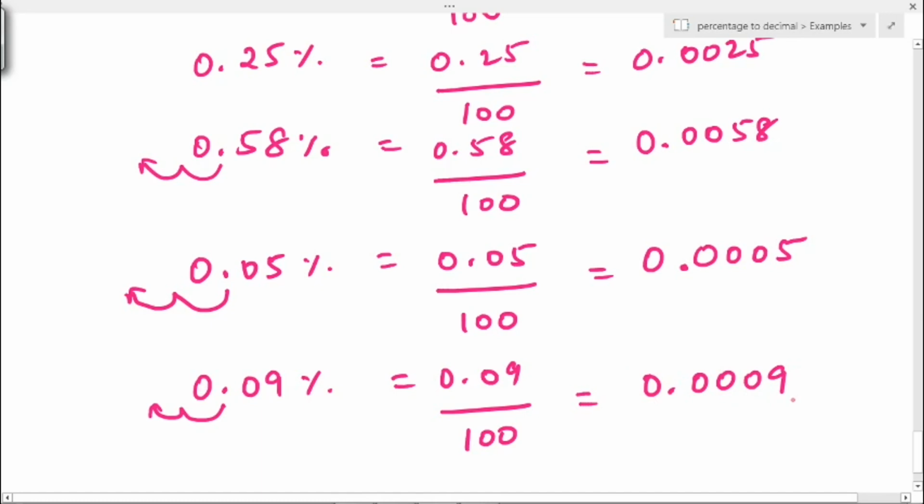So this is how we convert the values of percentages into decimal values.